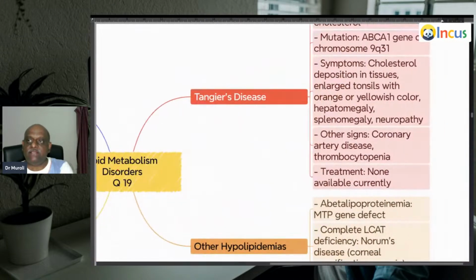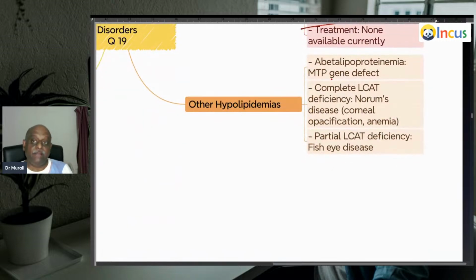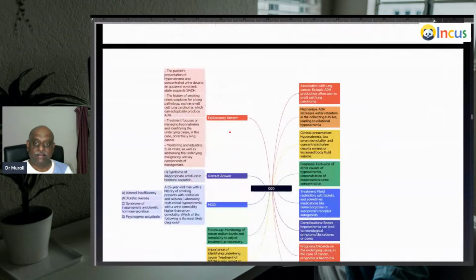So where is the ABCA1 gene, doctor? 9q31. Enlarged tonsils, hepatomegaly, splenomegaly, neuropathy, coronary artery disease, thrombocytopenia. MTP gene defect, LCAT deficiency, corneal opacification, anemia: fish eye disease, it is called. LCAT deficiency is called fish eye disease, is what you need to remember.